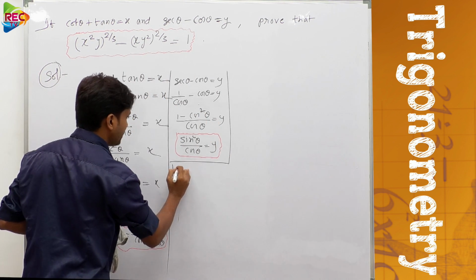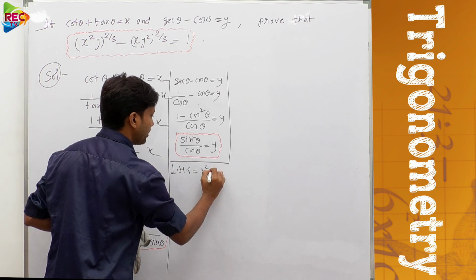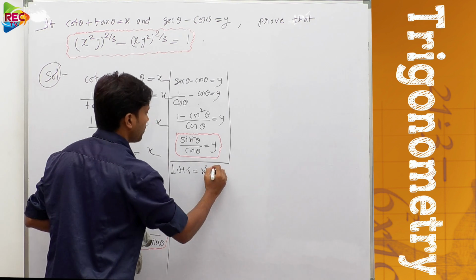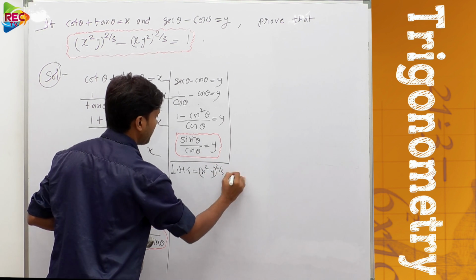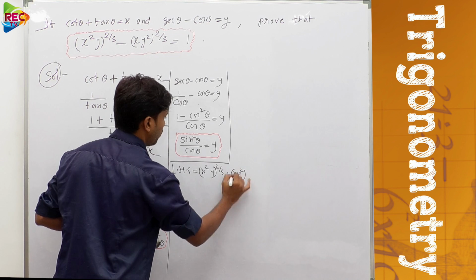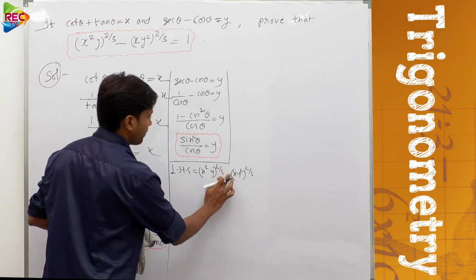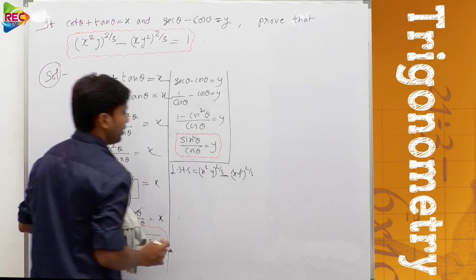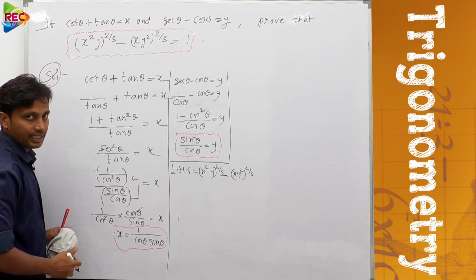So take LHS. What is that? x square y, I am writing small letters, whole power 2 by 3 plus, sorry, not plus, this is minus, (xy square) whole to the power of 2 by 3. Now let us put down the values of x and y which we found here.